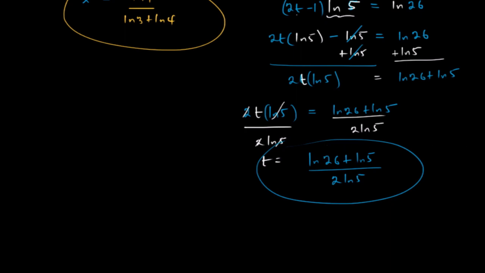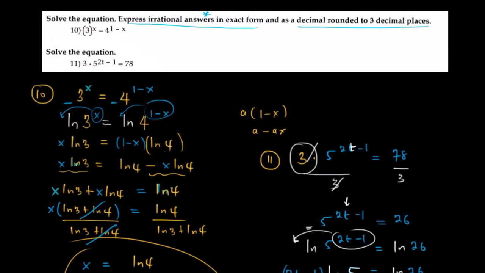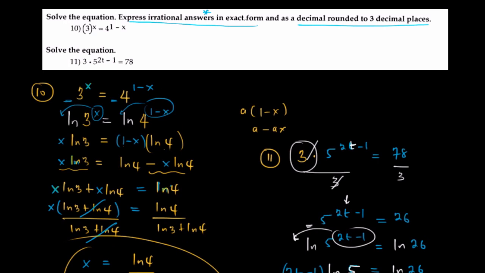So again, the question says that we should leave our answers in exact form, and as a decimal round to 3 decimal places. Well, in the solution we obtained there was no decimal, so we're going to leave our answer in exact form. So that completes the problem.